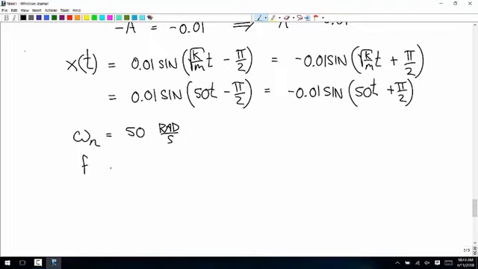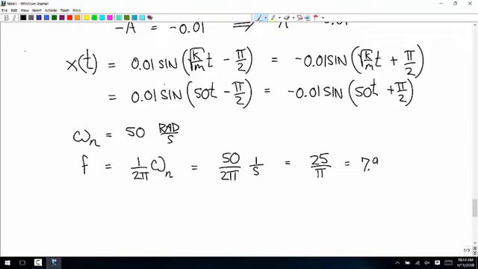And so the frequency is equal to 1 over 2 pi times the natural frequency, which is 50 over 2 pi. And what's that as a number? 25 over pi. 7.958. And that's units of 1 over seconds or hertz. 1 over seconds is equal to hertz.